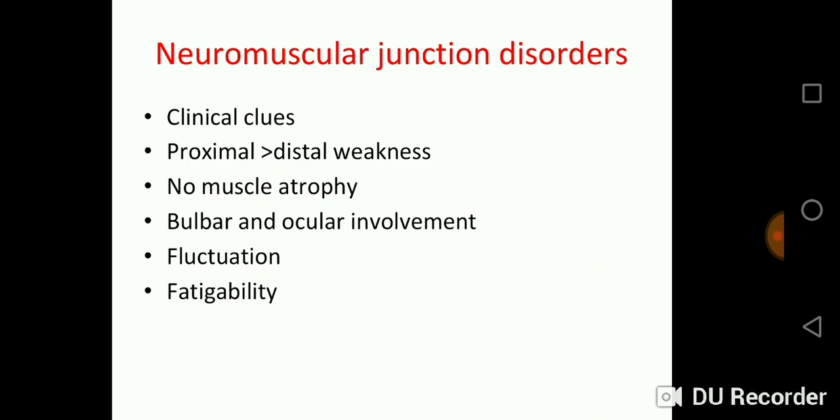So there is more proximal involvement than distal weakness. No muscle atrophy is seen in a neuromuscular junction disorder. Bulbar and ocular involvement can occur.